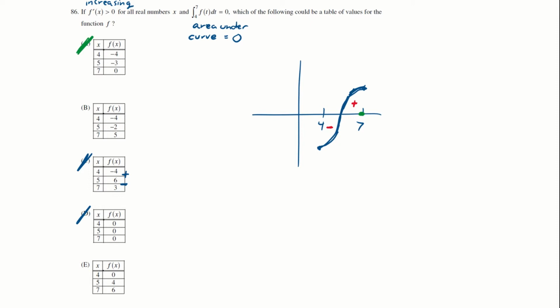For E, 4 starts at 0. It goes up to 4 and then continues up to 6. And what do you see there? It's all above the x-axis, which means it's always positive. It's not going to equal 0. So we're left with B being the only feasible option.